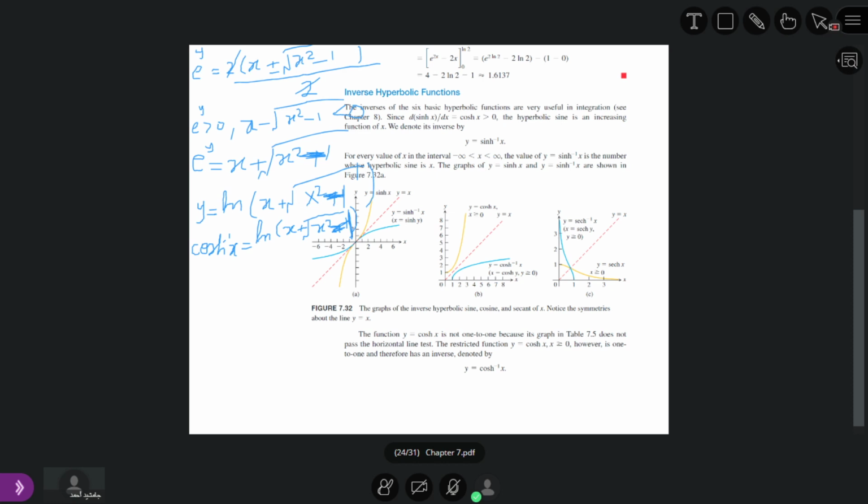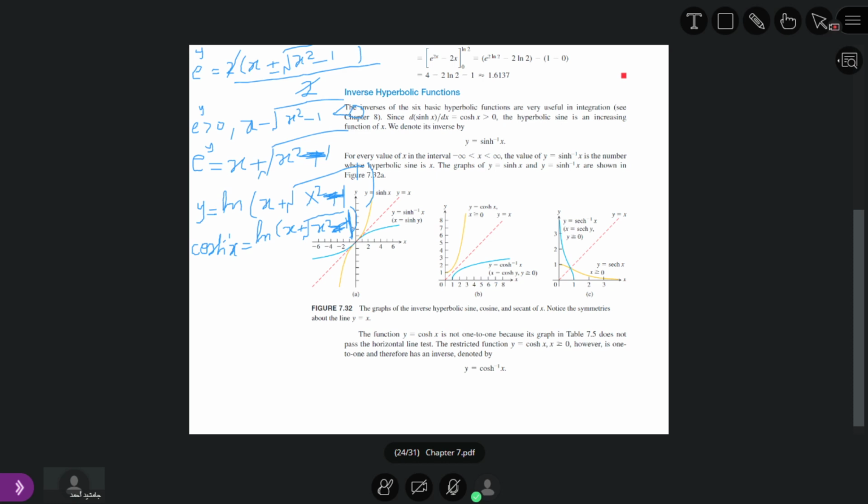You got my point? So if I ask you in the exam what is cosine hyperbolic inverse x, you have to prove that cosine hyperbolic inverse x is equal to ln of x plus square root of x square minus 1.